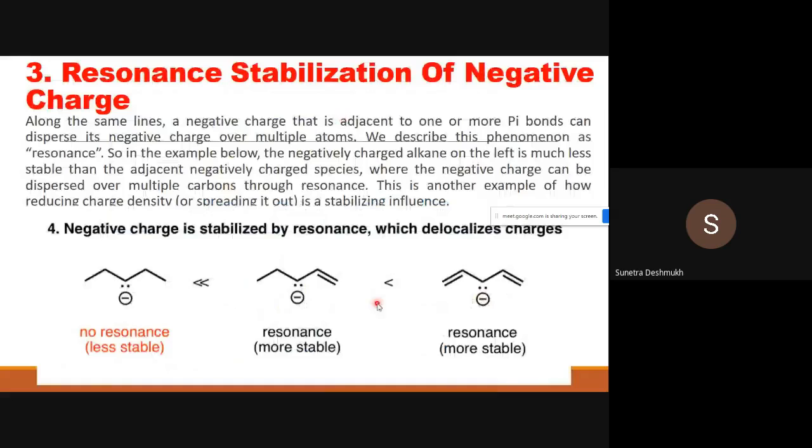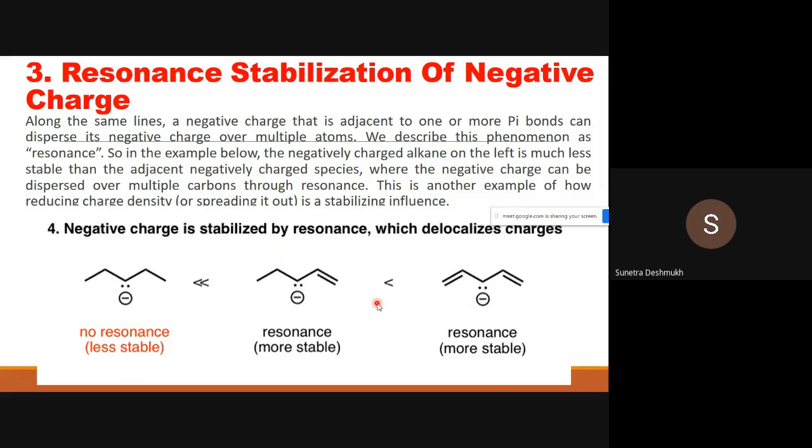Okay, third point. Now the resonance. Third point is resonance, and we will see now how resonance helps to stabilize the carbanion. How the resonance increases the stability of the carbanion: stabilization of negative charge. So the negative charge that is adjacent to one or more pi bonds can disperse its negative charge over multiple atoms.